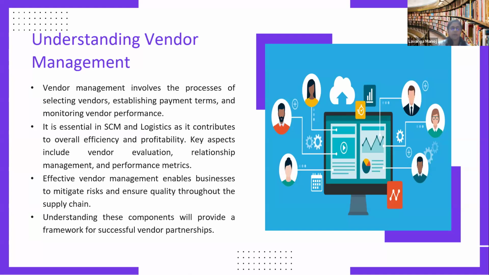It enables companies to mitigate risk and ensure quality through the supply chain. They are the main role players in the supply chain, because most companies don't directly sell to their consumers, unless it is a company outlet. If it is a company outlet, then the company is directly selling its products to its consumers. Otherwise, it's the vendor's responsibility, like retailers, wholesalers, distributors, market agents, commission agents. These vendors take ownership of the products and deliver them to the consumers. Understanding these components provides a framework for successful vendor partnership with the company.